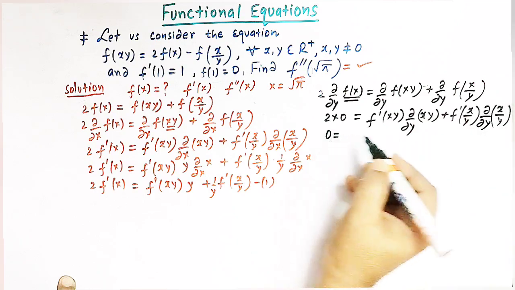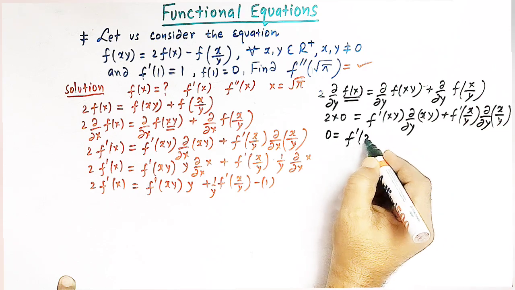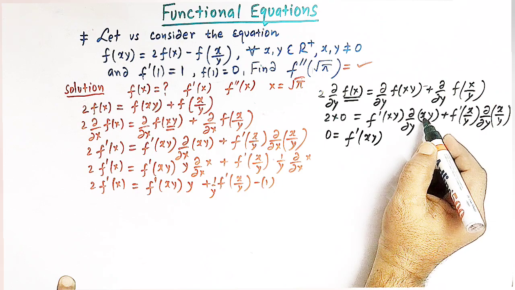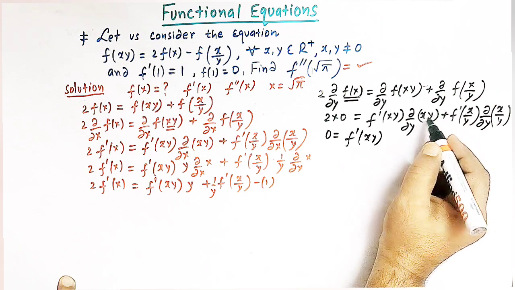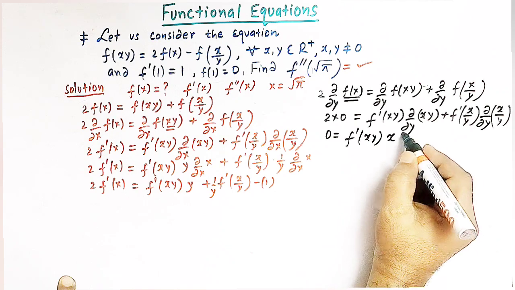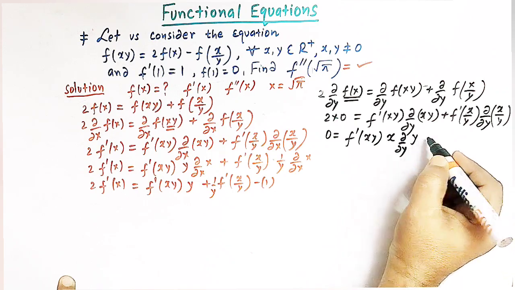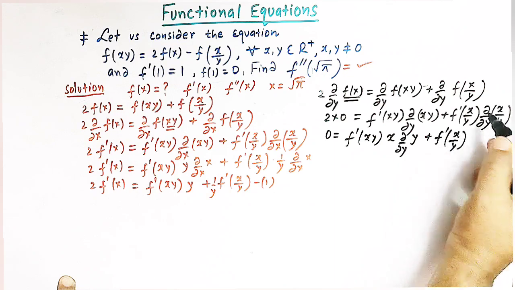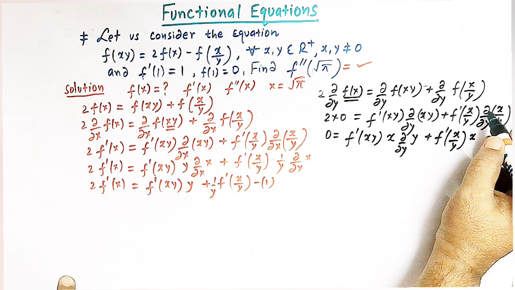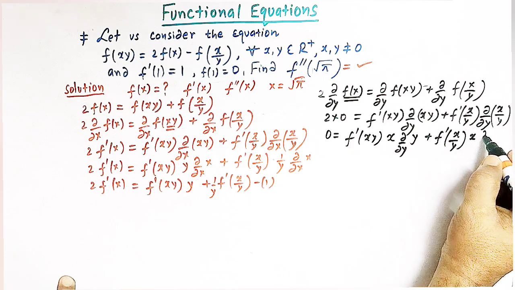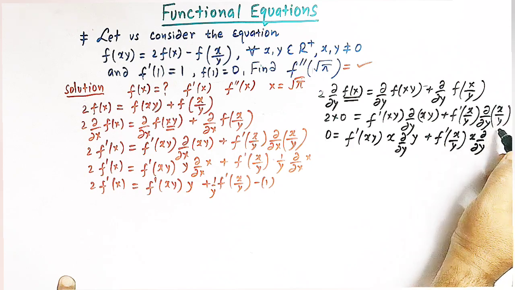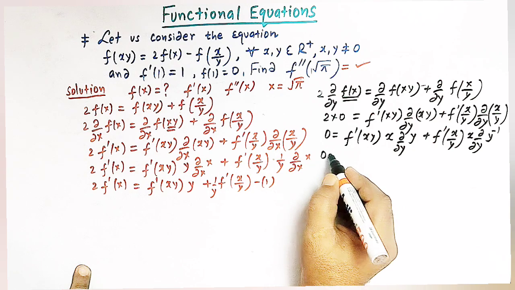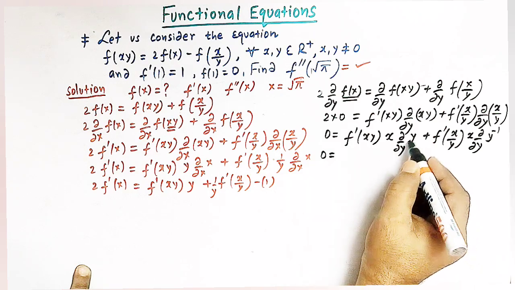So here we have 0, and here we have f prime of xy, the derivative of xy with respect to y. Now we have to keep x as a constant, so we can now write simply x, and here we have del by del y of y, and here we have f prime of x over y, and here we can take x outside the derivative operator, and we have del by del y of 1 over y, that is y raised to minus 1. So this is 0, and here this derivative is 1.